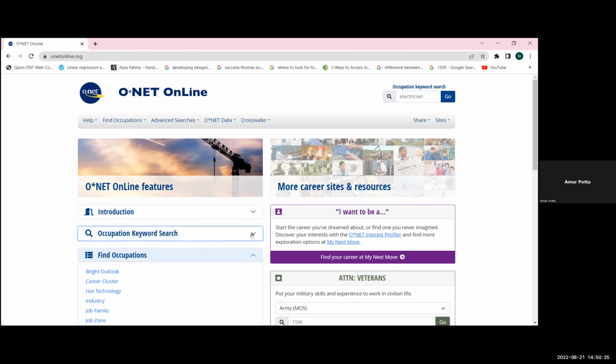It's right hand side corner. Top. Yeah, pardon? Right hand side top corner. Right hand side. Yeah. I can do it here. Occupation key search I can do. Yeah. Compensation manager. Okay.